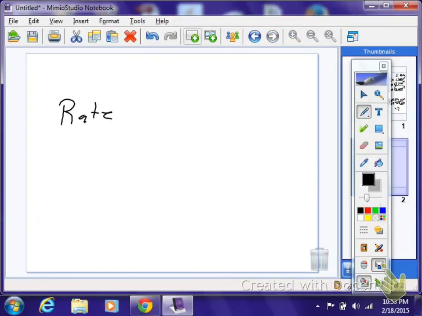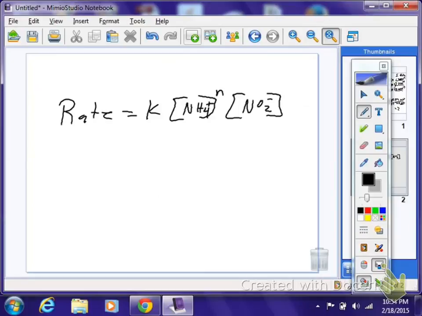So the rate of this experiment equals k, which we could calculate later. Then we put in brackets our 2 different reactants. We have NH4+ to the n value, and then we also have NO2- to the n value. Those will be multiplied by one another if we have 2 reactants.